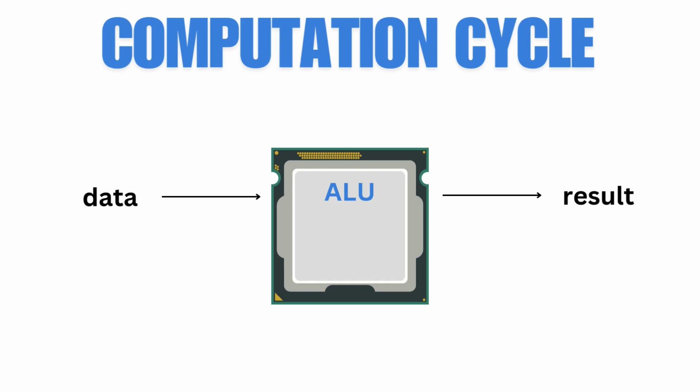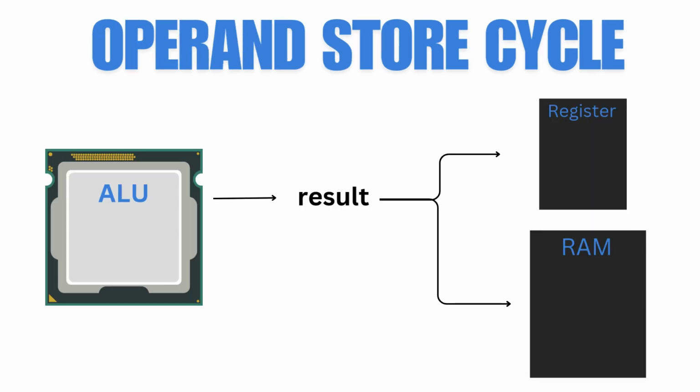The ALU performs the specified operation on the fetched operands. The result of the operation may affect various status flags in the CPU's status register, often referred to as the flags register. After completing the computation, we move on to the operand store cycle. In the operand store cycle, the result of the operation is stored in the appropriate location, either in a register or memory, so that it can be used later in the program.